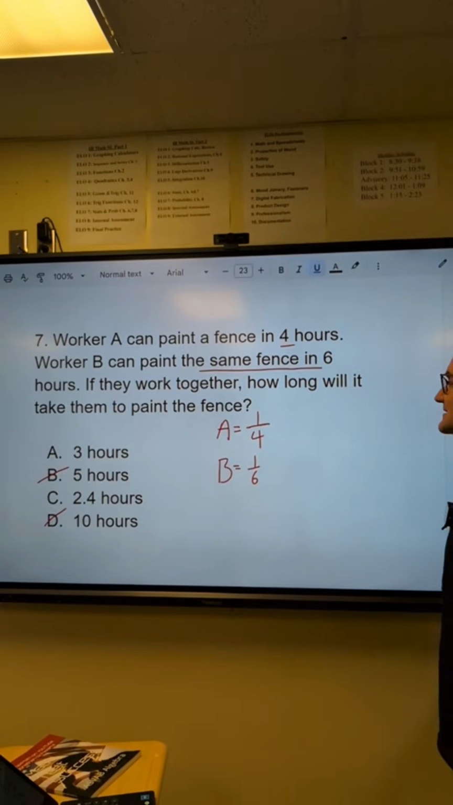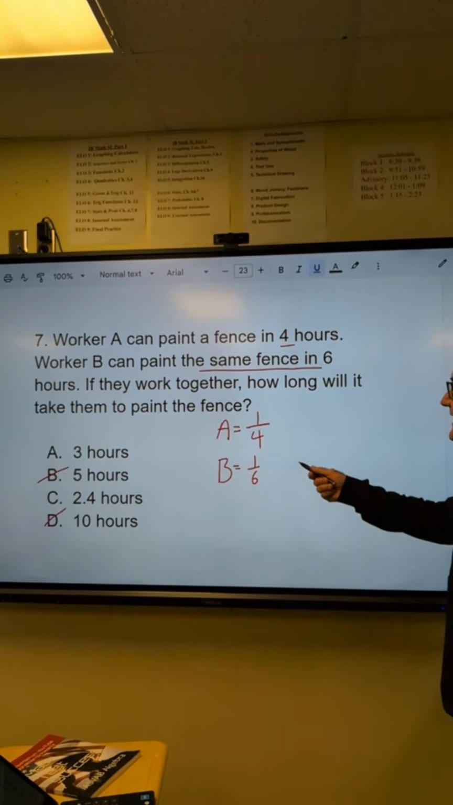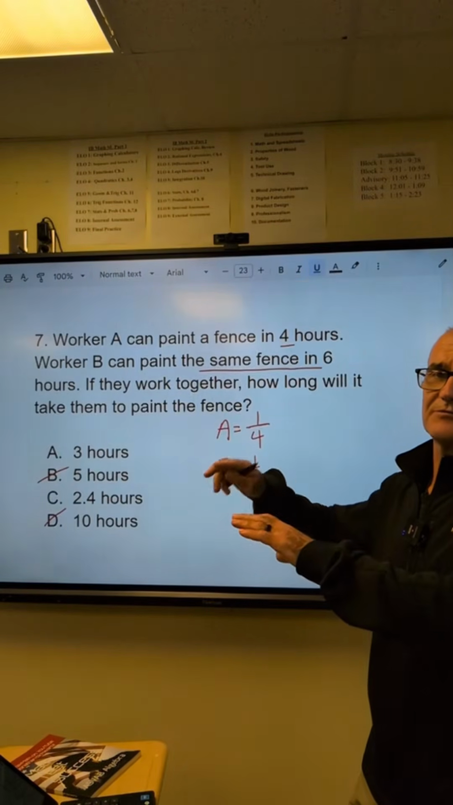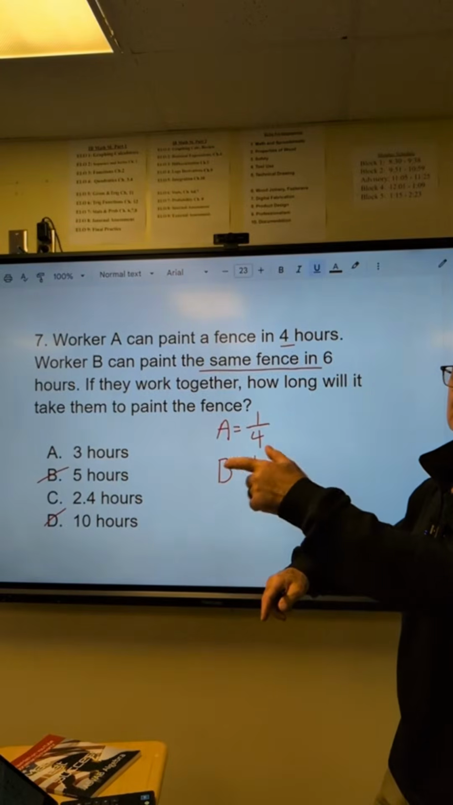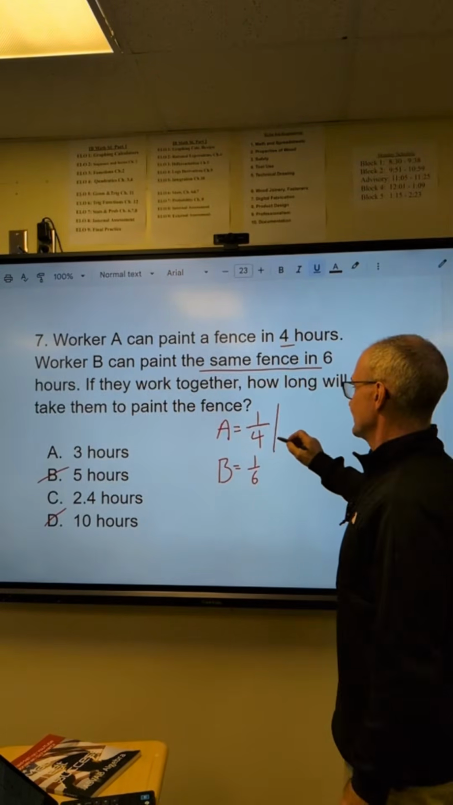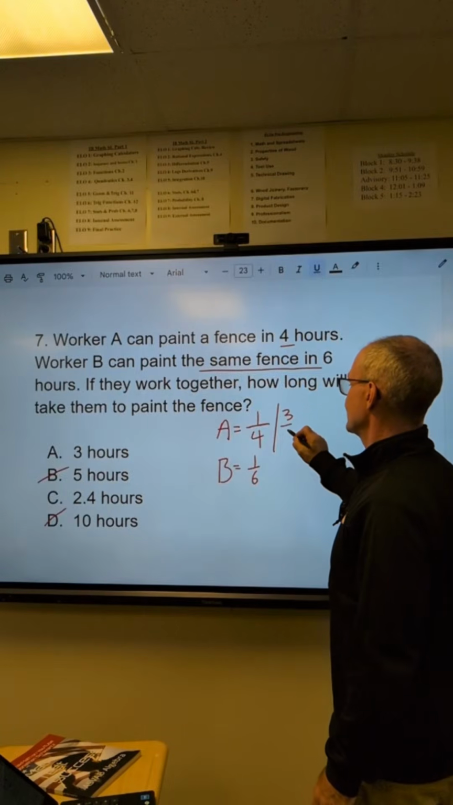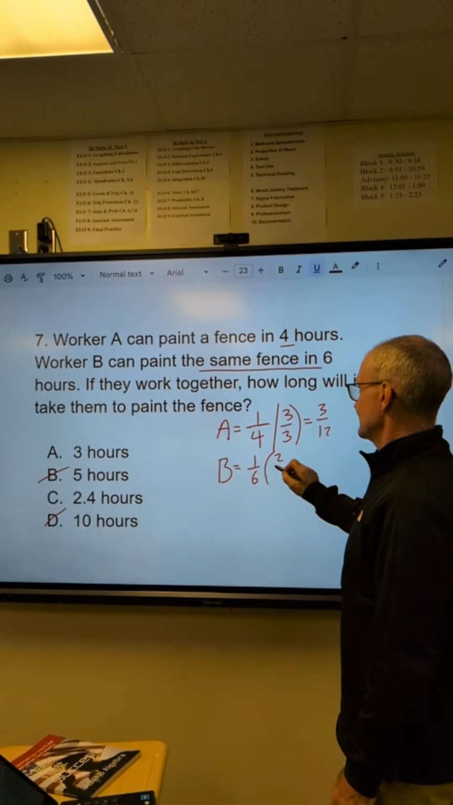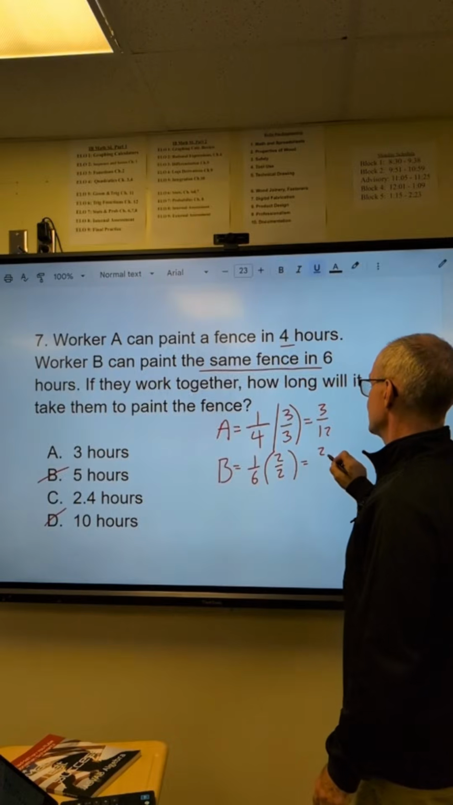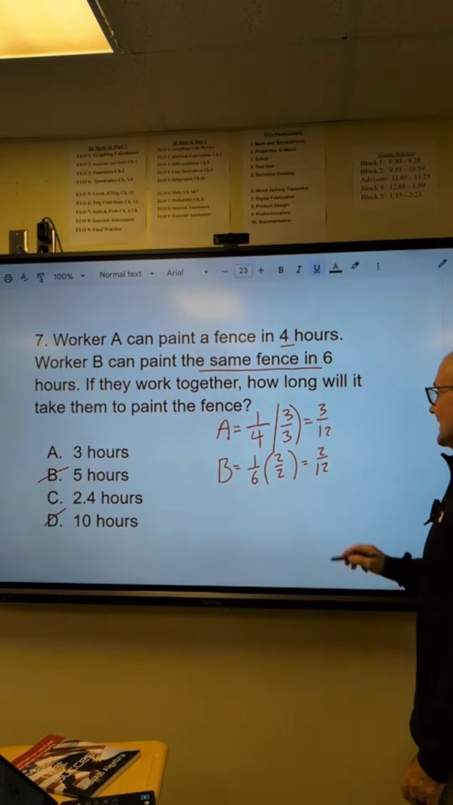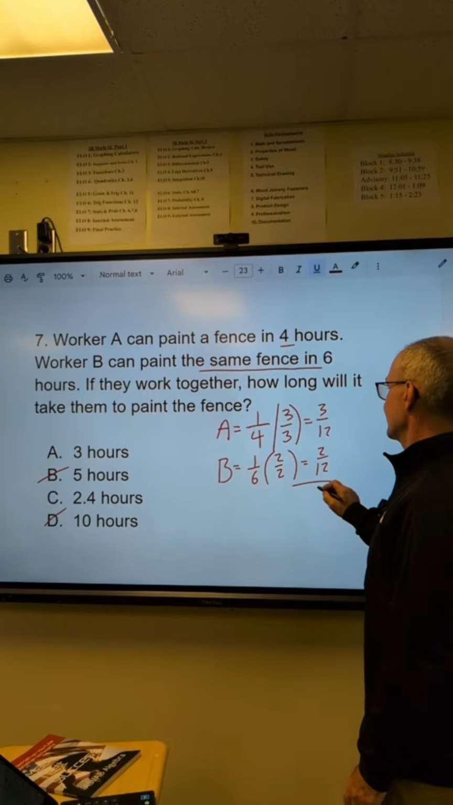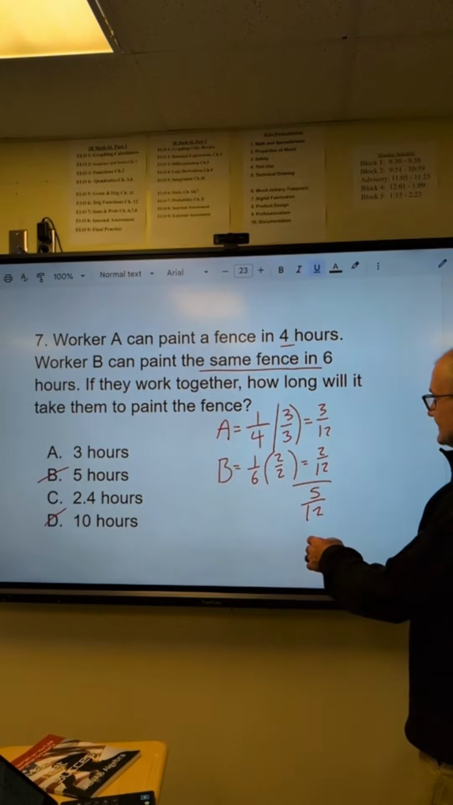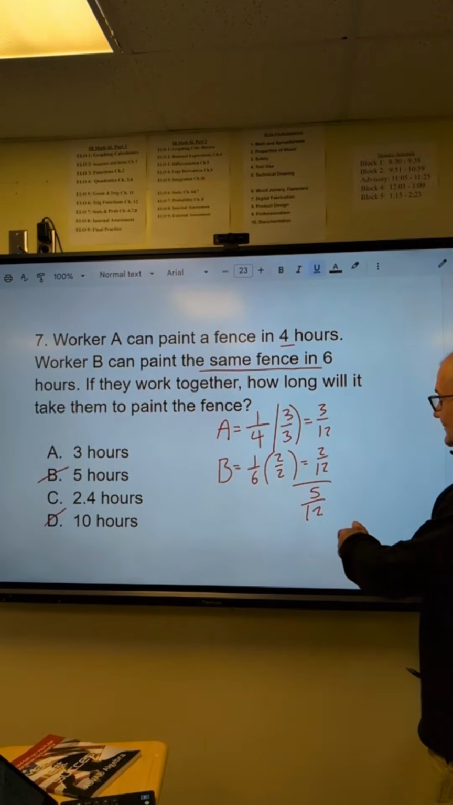I'm actually adding fractions together, so let's go ahead and do that. The way I add fractions, I need a common denominator. What number will 4 and 6 go into? 4, 8, 12. 12 is the bottom one. So I'm going to multiply this by 3 over 3 to give me 3 twelfths. Multiply this by 2 over 2 to give me 2 twelfths. Add those together to get 5 twelfths. And then together they're at 5 twelfths.